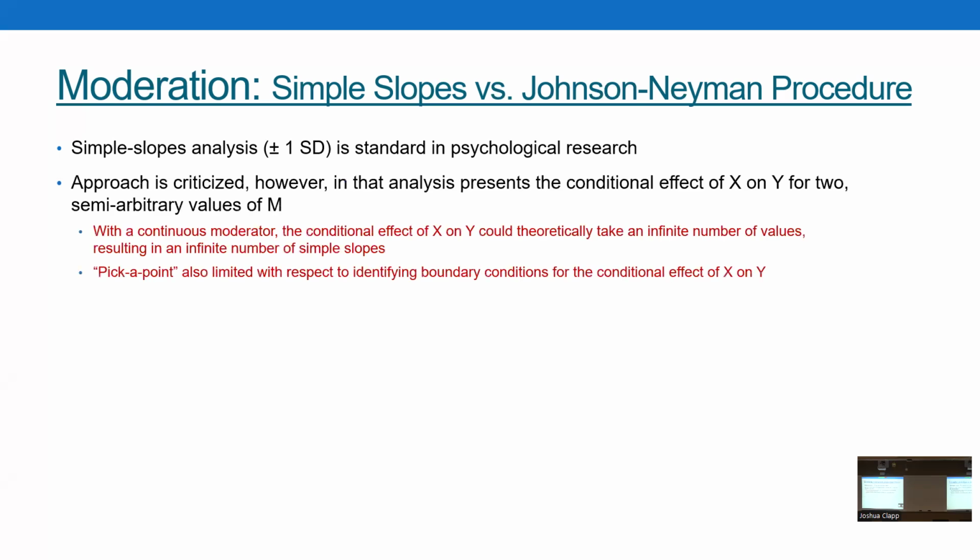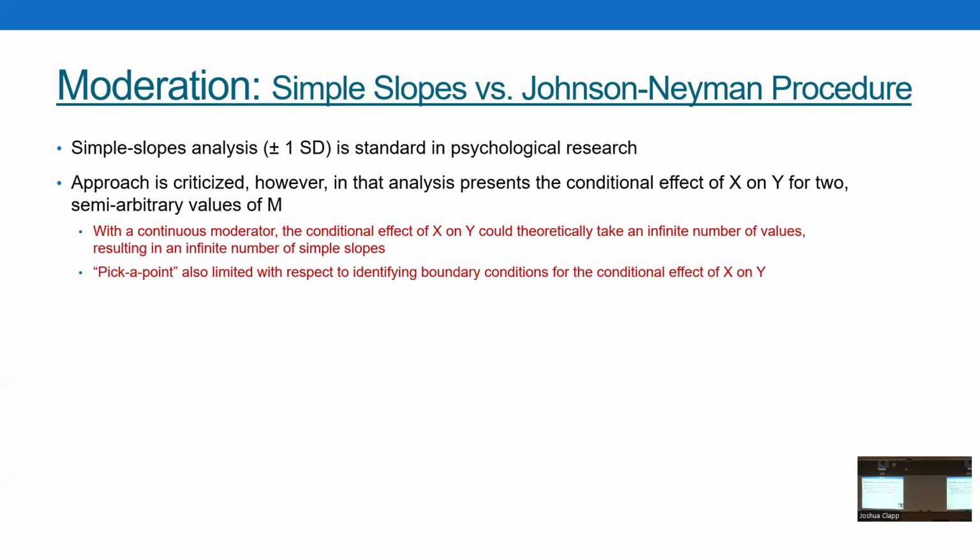People will talk about this as a pick-a-point approach, because I could pick a standard deviation above or below. I could pick two standard deviations above and below. I could look at a half standard deviation above and three standard deviations below. It's completely arbitrary and random. And if I have a truly continuous moderator, that conditional effect takes on an infinite number of values, an infinite number of simple slopes.